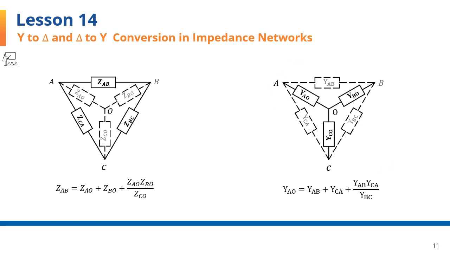Here's a sample of the two conversions side by side. Here I'm calculating ZAB from the Y configuration, and here I'm calculating YAO from the delta configuration.